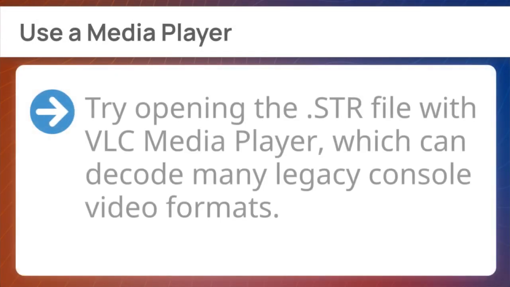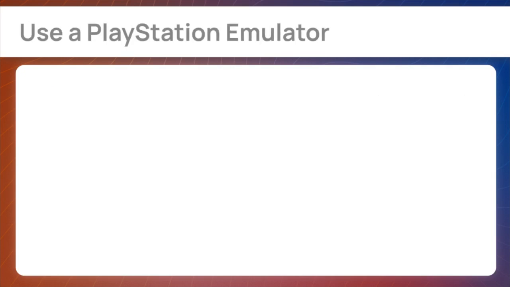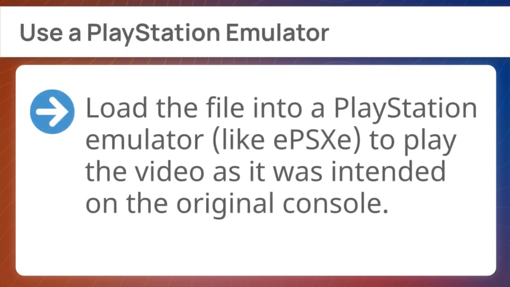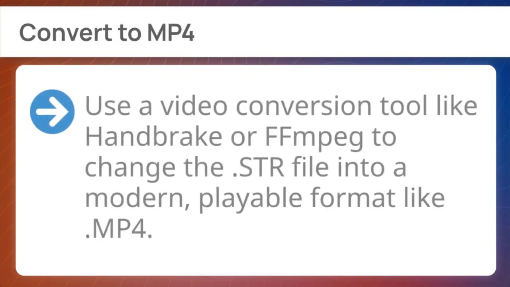First, use a media player. Try opening the .str file with VLC Media Player, which can decode many legacy console video formats. Next, use a PlayStation emulator. Load the file into a PlayStation emulator, like EPSXE, to play the video as it was intended on the original console. Finally, convert to MP4.